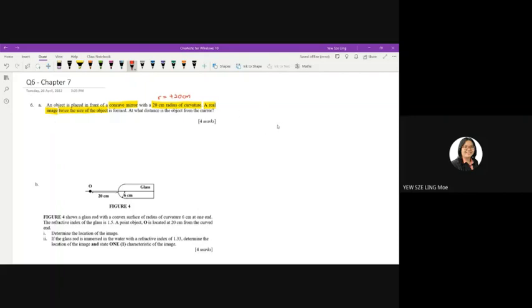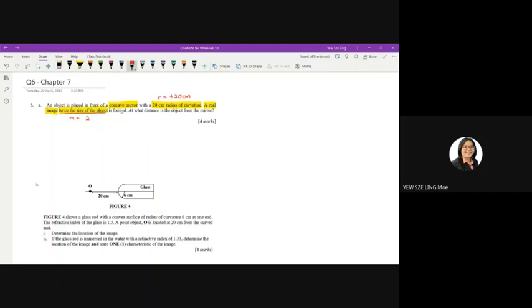Why is it important to know whether the image is real or not? If it is real, then you will have a positive V. But that is not the purpose of this question. In this question, it gives you the magnification, the value of M: twice the size of the object. It tells you M is equal to 2, but it doesn't tell you whether it is positive 2 or negative 2.